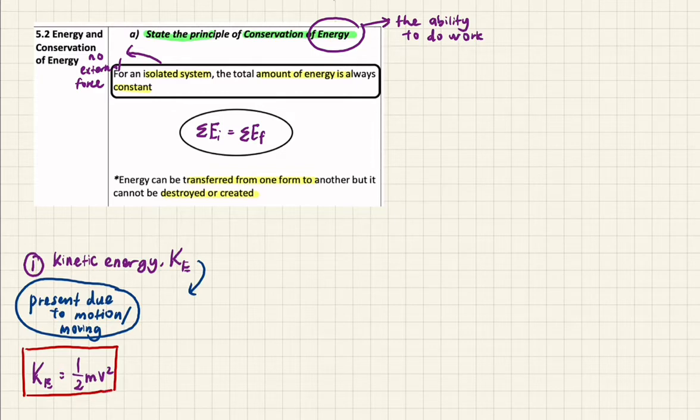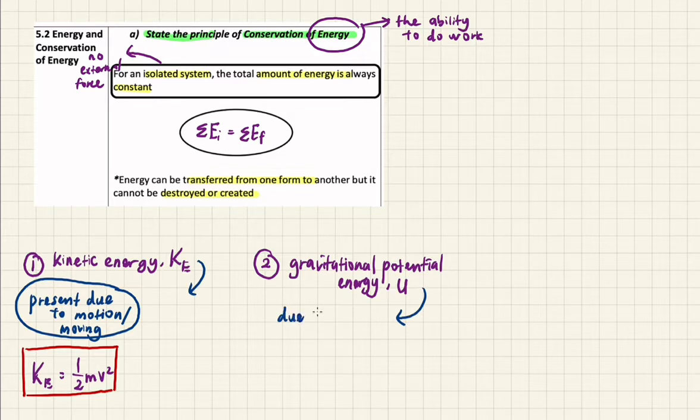The second energy is potential energy, or the long name is gravitational potential energy. We represent it with the letter U. Gravitational potential energy is present due to its position. Kalau tadi due to its motion, sekarang due to its position.